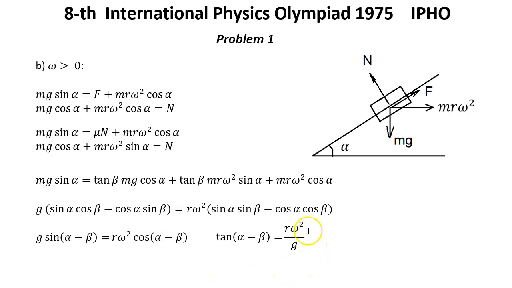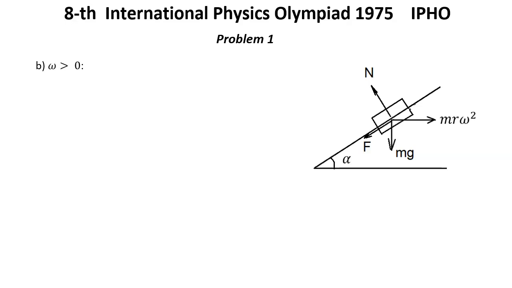We can see that for small r omega square, still for alpha less than beta, our body is not moving. But we can make angle alpha greater than beta, and for some relation between r omega square over g, we can exceed tangent of alpha minus beta, this number. In that case, our body will go down. If the tangent is less than this expression, it will not go anywhere. So that was a solution for small r omega square.